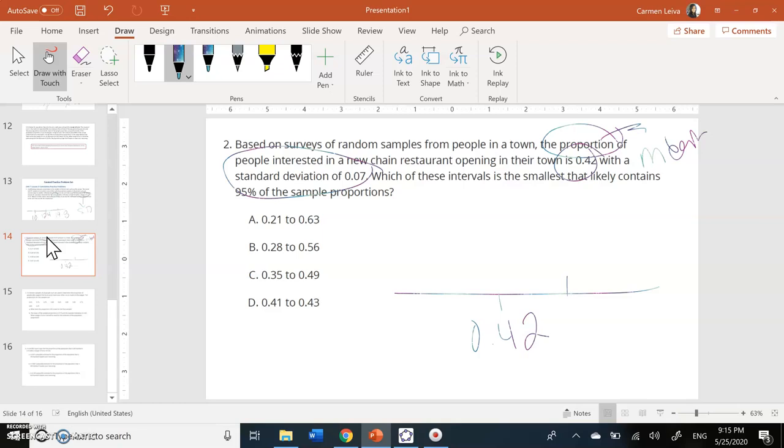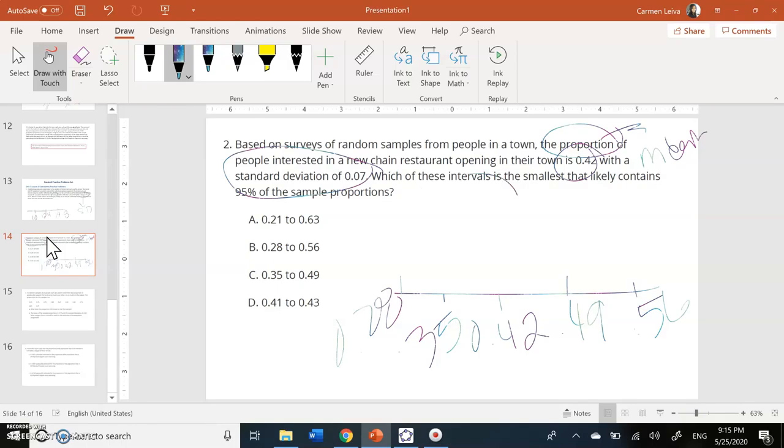So this is 0.49. And then because you're adding just 0.07 to that, that will be 0.56. I don't have enough space, so I won't do the other one, but you can. And then here you have 0.42 minus 0.07, that will be 0.35. Again, minus 0.07, that will be 0.28.